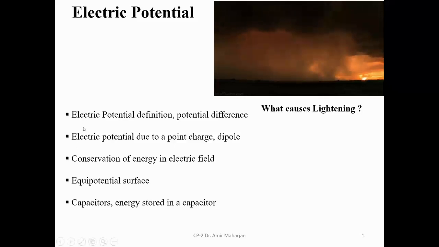So: electric potential definition, potential difference, electric potential due to a point charge and dipole, conservation of energy in electric field, equipotential surface, and finally capacitors and energy stored in a capacitor. So these are the topics in this chapter. After doing this chapter, you should be able to answer this question: what causes lightning?